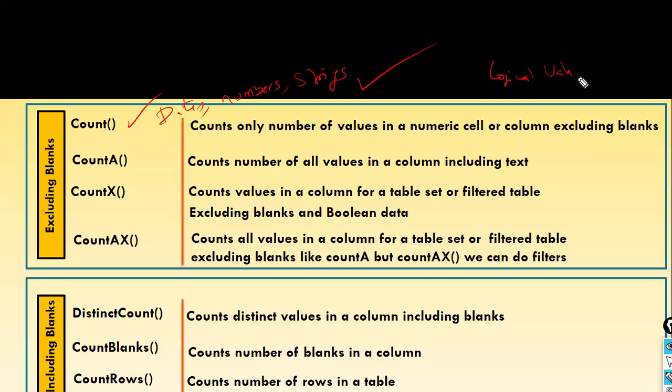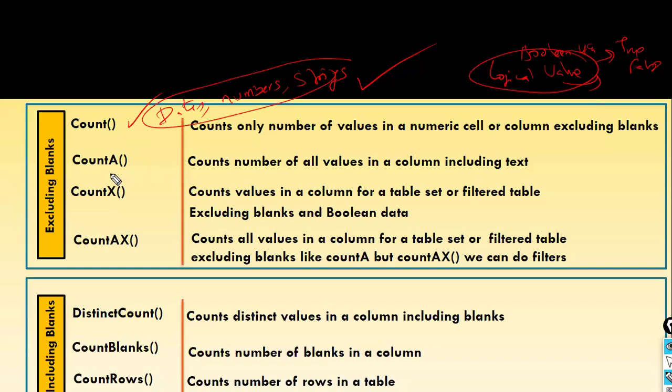What do you mean by logical value? Logical values or Boolean values, both of them are the same. Boolean values are true or false. These are called Boolean, logical value or Boolean value. The count function works with all the data types except the logical value.